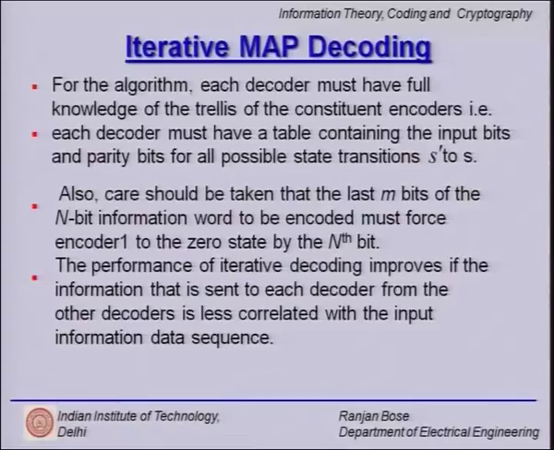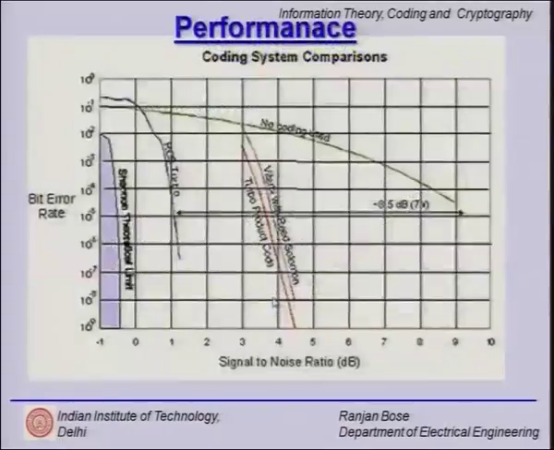Also, care should be taken that the last m bits of the n bit information word to be encoded must force encoder 1 to state 0, so that for the next block we can start afresh. There should be no ripple effect. The performance of iterative decoding improves if the information that is sent to each decoder from the other decoder is less correlated with the input information data sequence. This is just an observation.